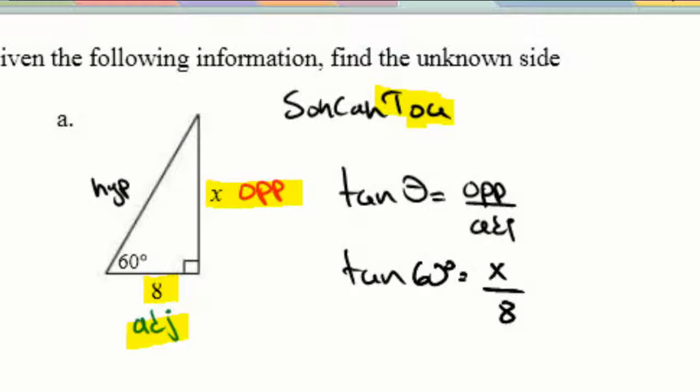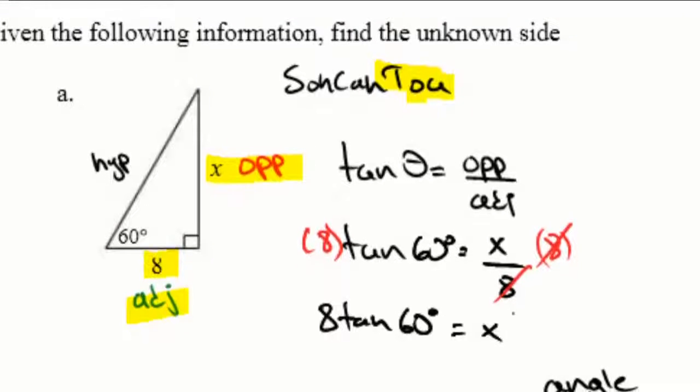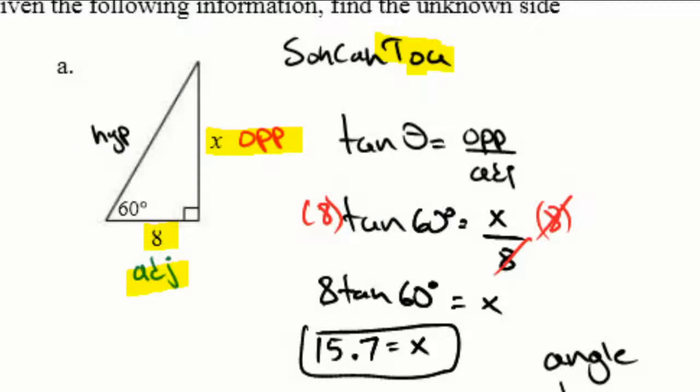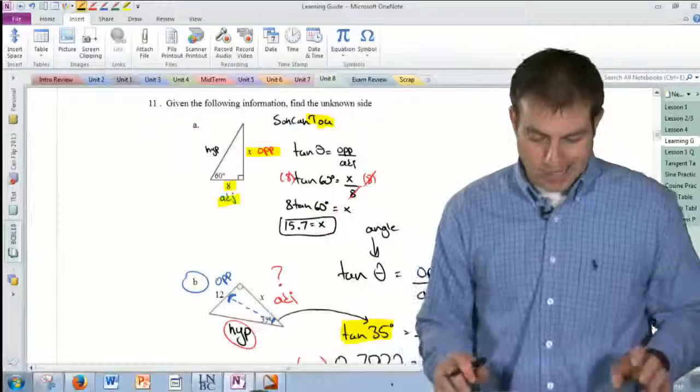Now I need to get x by itself. It's a little algebra. Multiply both sides by 8. The 8 divides out to give me a 1 on the right. And then all I'm plugging into my calculator is 8 times the tangent of 60 degrees. I get 15.7 as the length of x. Now I don't have any units, else I'd include them, but there you go. So that was number 11A.